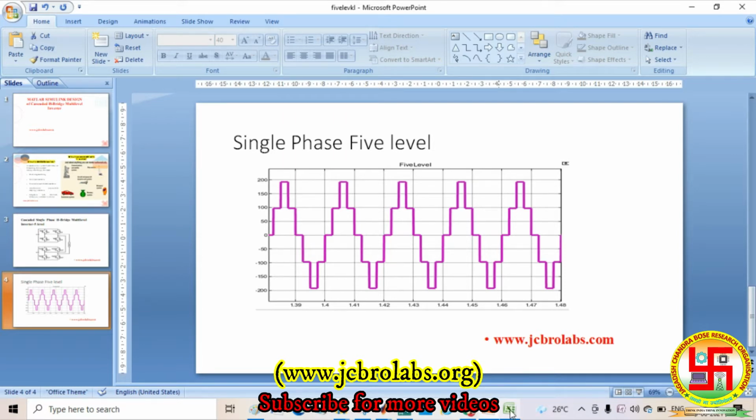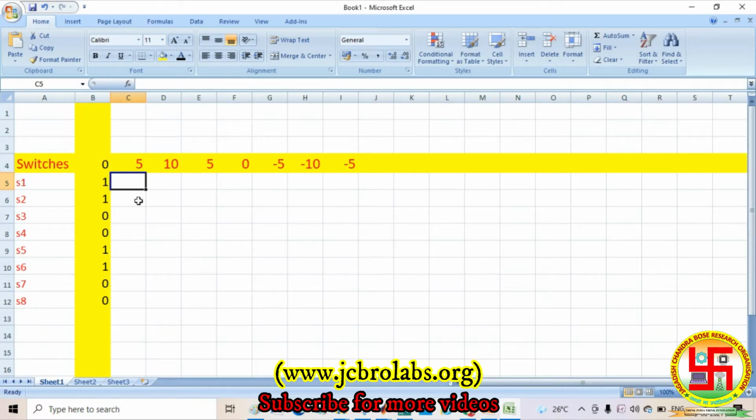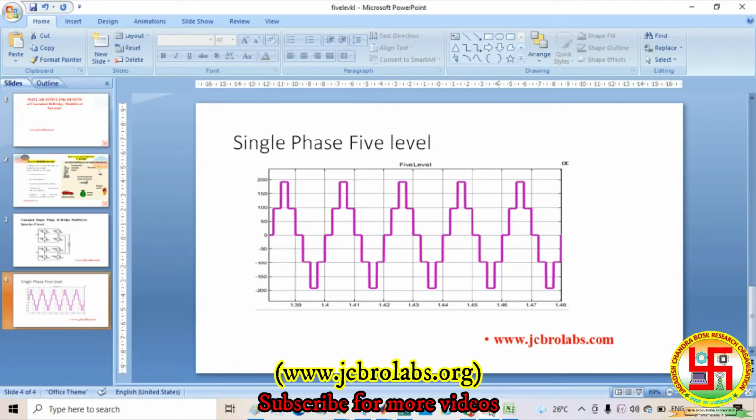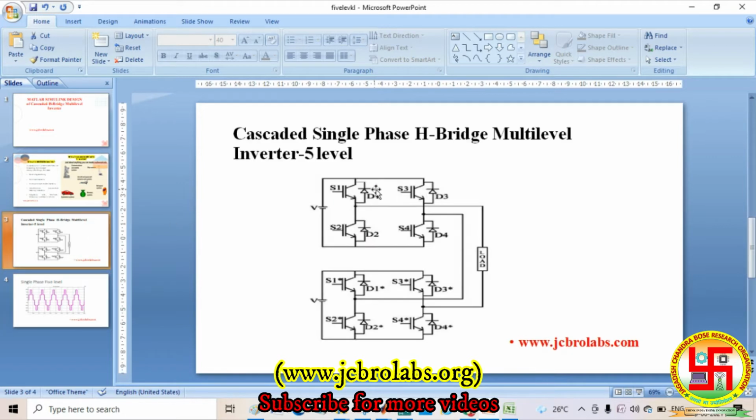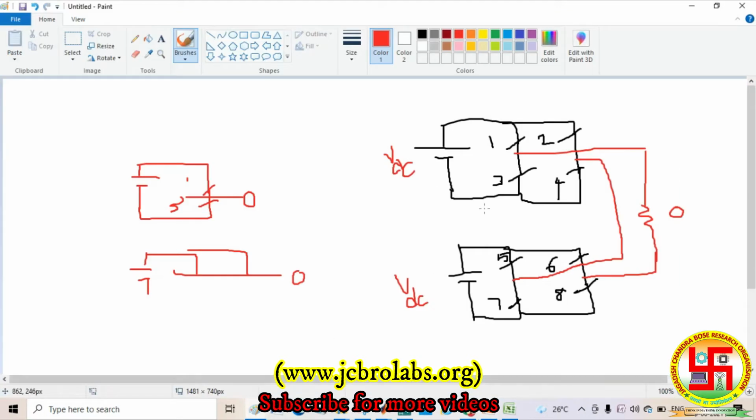Now in the 5 case, which switches will be operated? Suppose you recall the single phase inverter, what will you do? If you turn on switches 1 and 4, the opposite switches, we will get positive VDC, positive 5. In the lower leg bridge we do not need to get anything, we need to achieve 5 only.